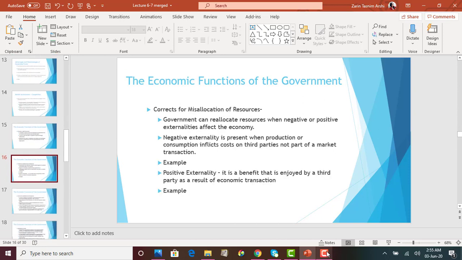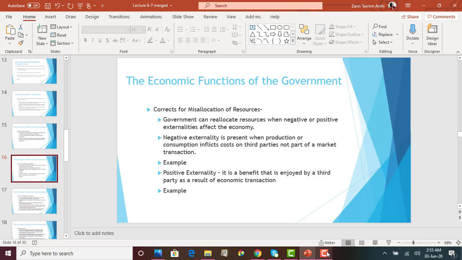Second function is they correct for misallocation of resources. If there is a misallocation of resources, government can come in and correct that. How do they do that? Government will reallocate resources whenever there is a negative externality or a positive externality that affects the economy. So what is a negative externality and what is a positive externality?